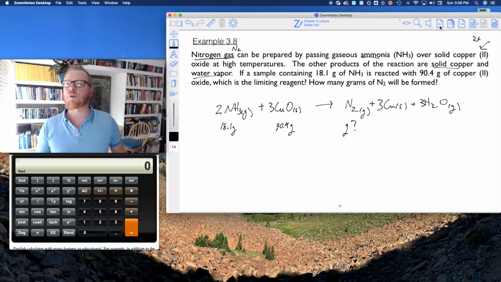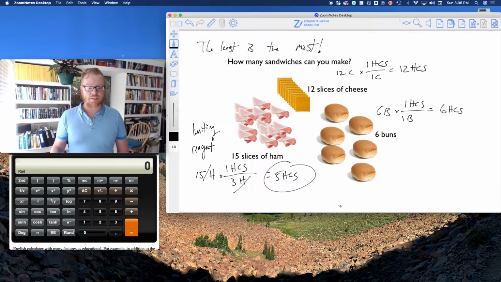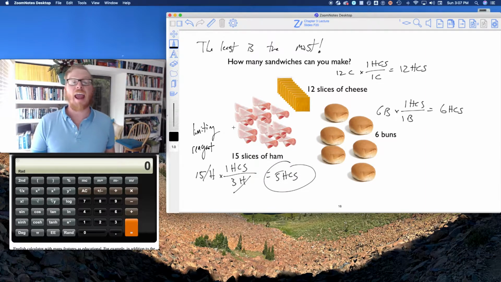And I'm just going to back up really quick. I think I realized I forgot to say, because in a simple example we were doing, the ham is my limiting reagent. I'm sorry, I forgot to say that in the previous slide. The ham is limiting because you notice from the cheese I could make 12 sandwiches, from the buns I could make 6 sandwiches, but from the ham I could only make 5 sandwiches, so I would run out of ham first. That's what makes this the limiting reagent, okay?